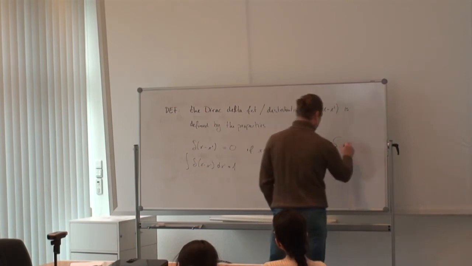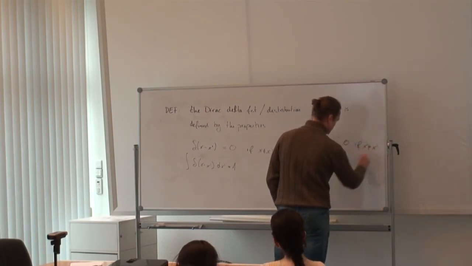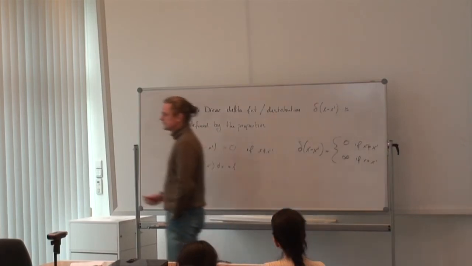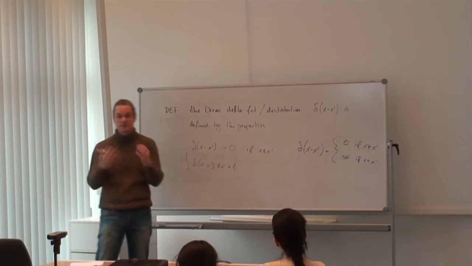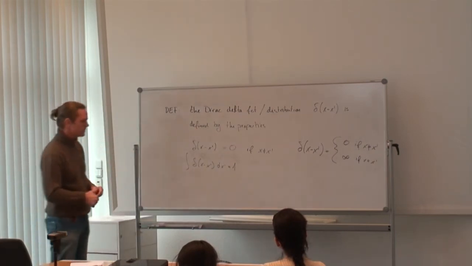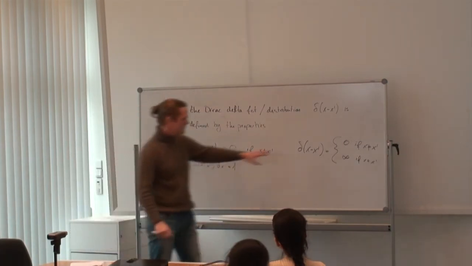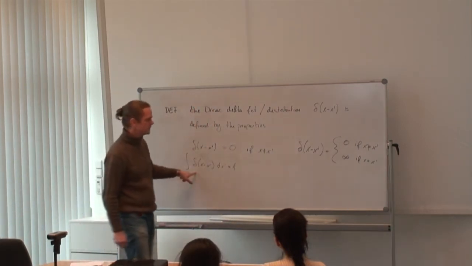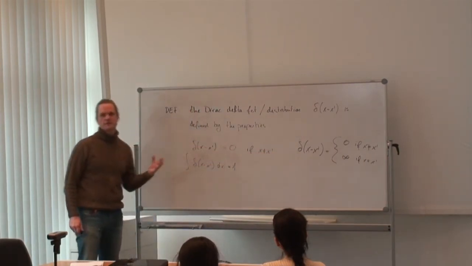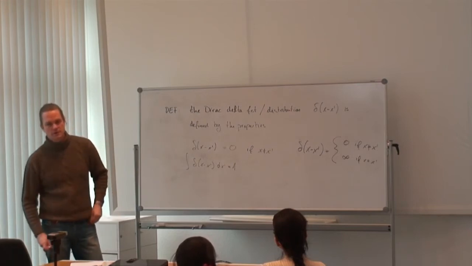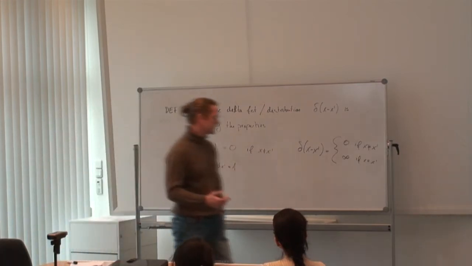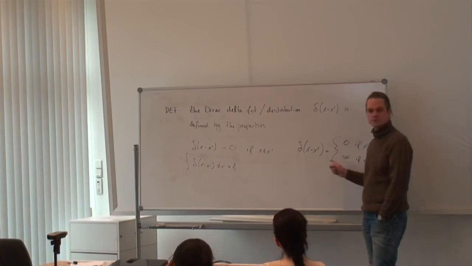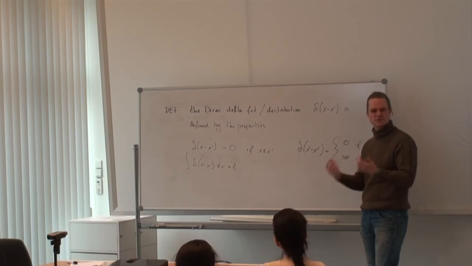You may as well define it as zero if x is not equal to x prime, and infinity if x is x prime. And this has to be true. It has to be infinite at this point. But still, you need this. So this is not enough to define the properties of this crazy thing. You still have this constraint here. And really, only together do these things define this thing that is not a function but a distribution. And the fact that it is not a function is basically really this here, because if you were to do your usual calculus with something that involves infinity, things get messy.